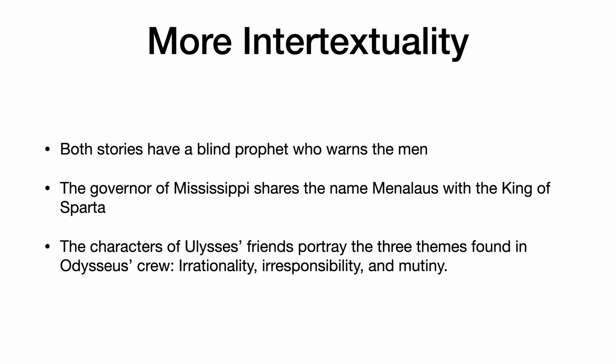The character Ulysses and his friends portray the same three themes found in Odysseus's crew, which are irrationality, irresponsibility, and mutiny. This is just displayed through their actions and their personalities.